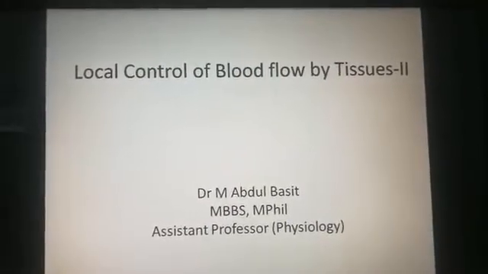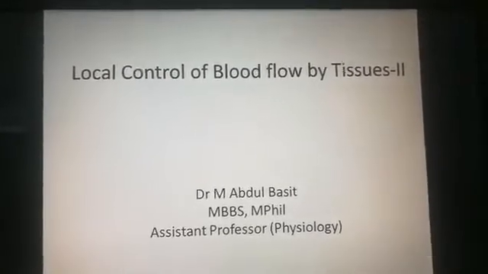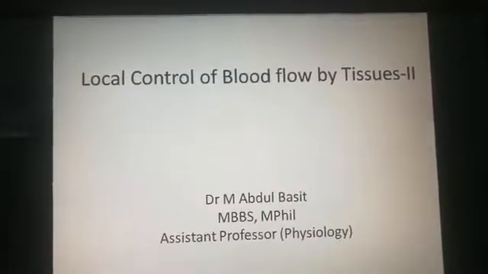This is the second part of local control of blood flow by tissues, and this is the continuation of this topic, this lecture.